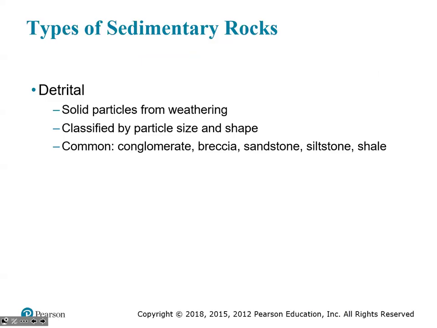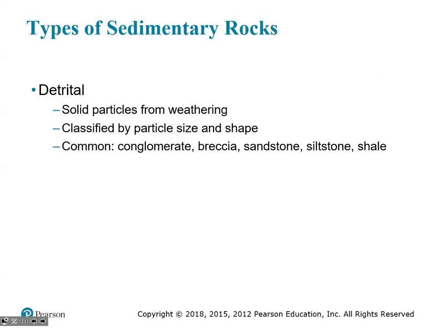So, types of sedimentary rocks. There are two main types. There are detrital sedimentary rocks, which are made of solid particles from weathering. Rock breaks down, the little pieces get carried somewhere else, and they get cemented together to form a new rock. These are classified by the size of their particles.